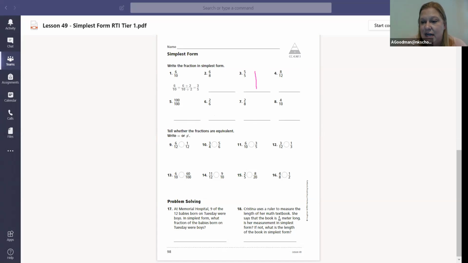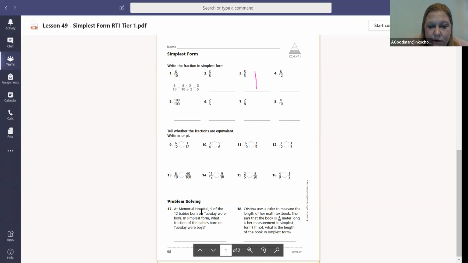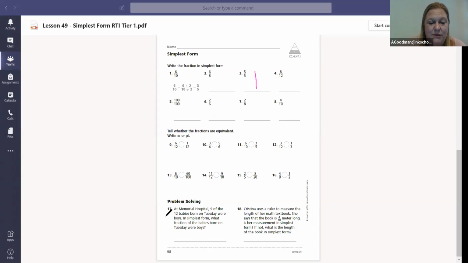And then 17 and 18, let's see. At Memorial Hospital, 9 of the 12 babies born on Tuesday were boys. In simplest form, what fraction of the babies born on Tuesday were boys? So I'll do one with you, but this is the same as what we've been doing. So 9 of the 12. So we need to find the factors for 9 and the factors for 12. It's kind of nice to make a little list of them over the top of each other, 9, 12, and then you can really see the greatest common factor.